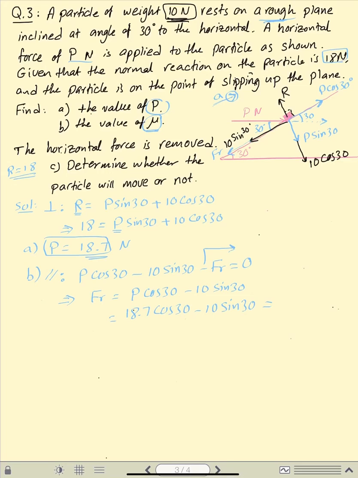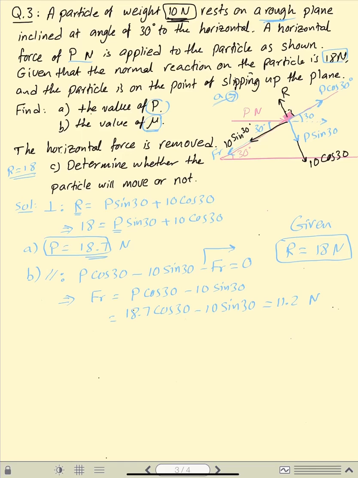So 18.7 times cosine 30 minus 10 sine 30, which is 5, when you use the calculator, it's 11.2 newtons to 3 significant figures. And we are given R is 18 newtons.